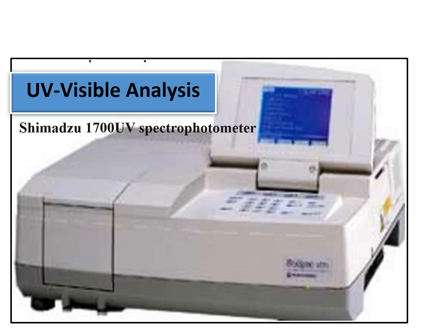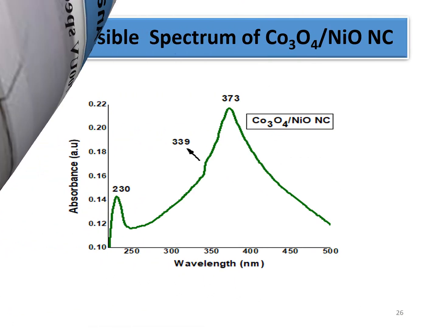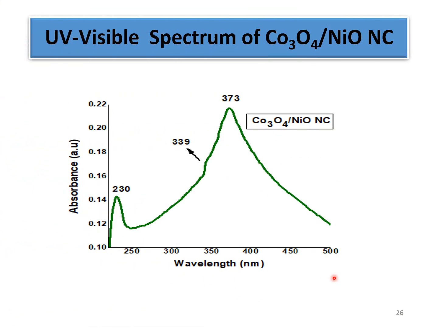Then we also used UV visible analysis by using the Shimadzu 1700 UV spectrophotometer. In the UV spectrum, we obtained two prominent peaks at 339 nanometer as well as at 373 nanometer. The 339 nanometer peak shows the nickel oxide, and the 373 nanometer shows the cobalt oxide peak.